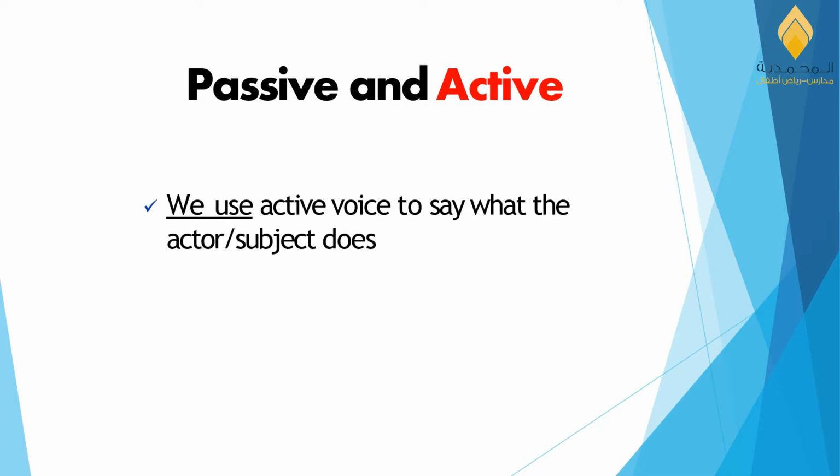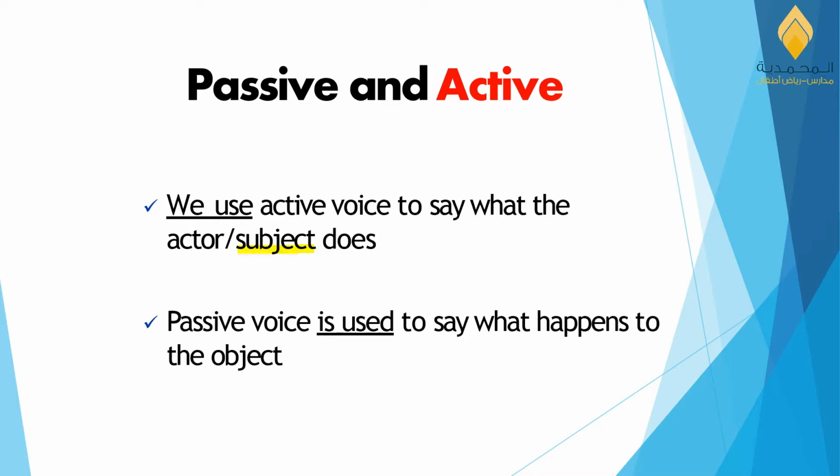We use active voice to say what the actor or the subject does. That means when the sentence is in the active form, it usually concentrates on the subject of the sentence. Passive voice is used to say what happens to the object. So now when we have a sentence in the passive voice, the important element from the sentence is the object.